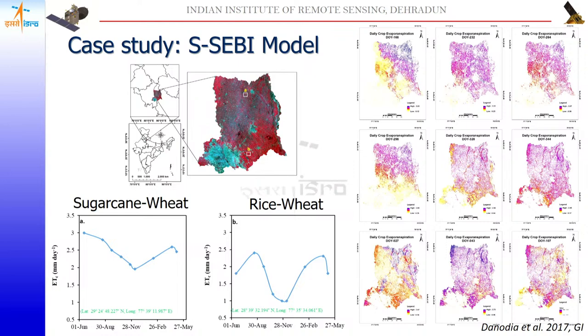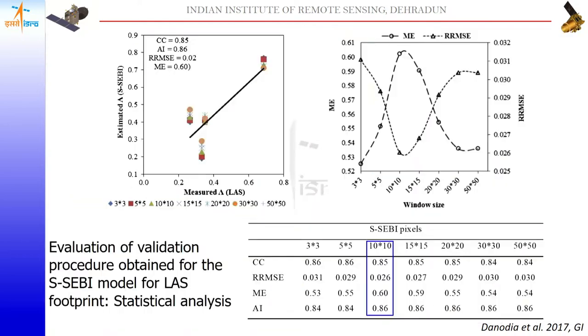Because it's a well accepted methodology and algorithm, we validate this result with respect to ground observation using a large aperture scintillometer, which is a very precise and peculiar instrument which gives you measured energy fluxes and evapotranspiration data sets at the footprint scale.